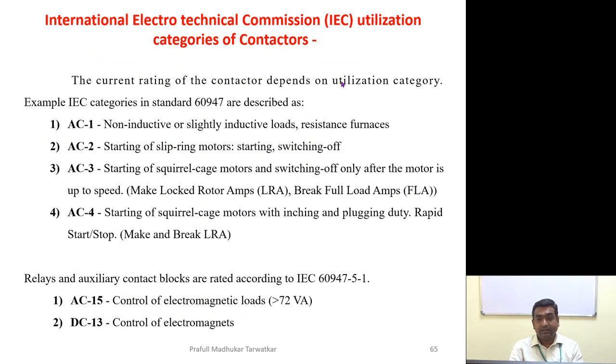Now the contactors are categorized as per the International Electrotechnical Commission, that is IEC. So there are AC1, AC2, AC3 and AC4 for AC contactors, and there are DC contactors also, which are categorized as DC13, and their use is also given here. You can have a look over the corresponding category along with their field of application. Just go through it.